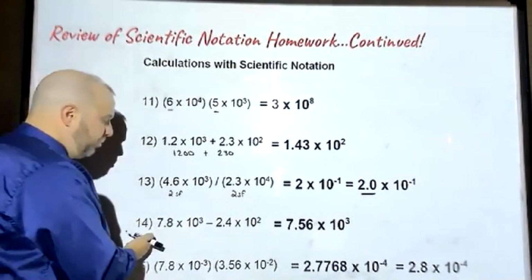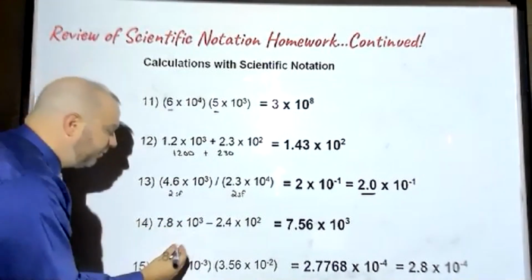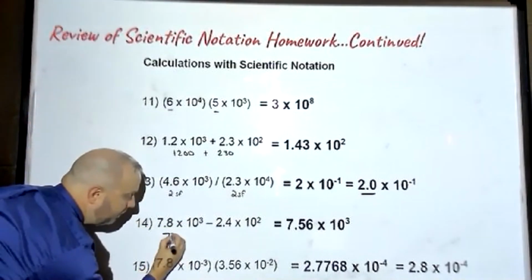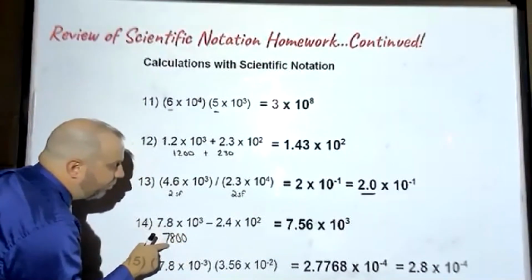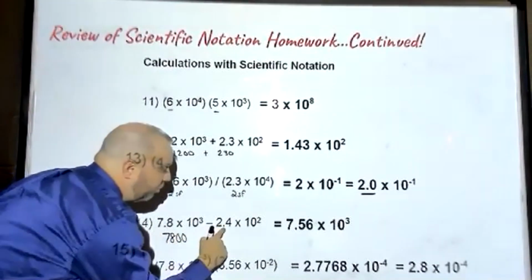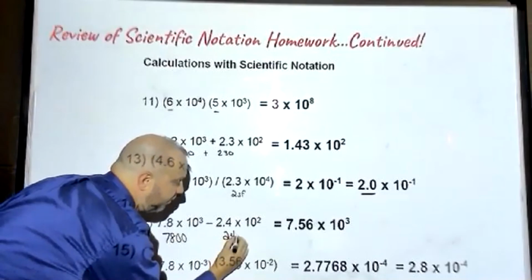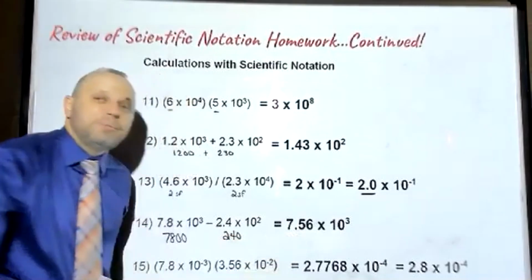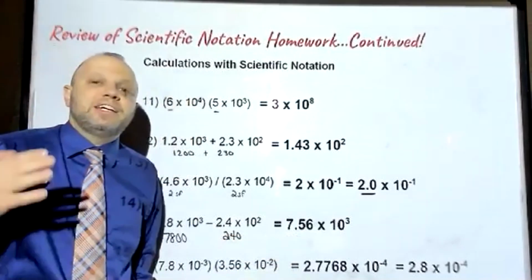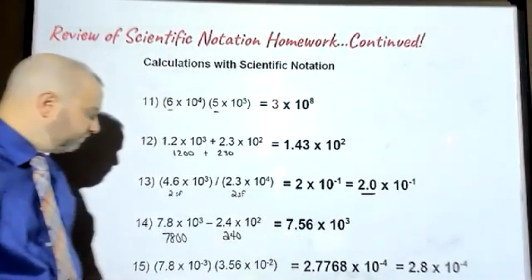Here's the answer to question number 14. Again, same setup here. This is really the number 7,800. We're subtracting the number 240. So we can keep all of our digits because we don't have any traditional decimal places.